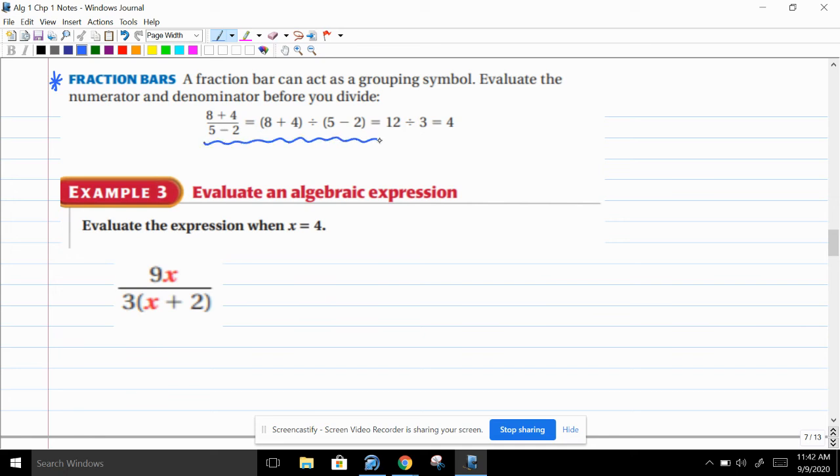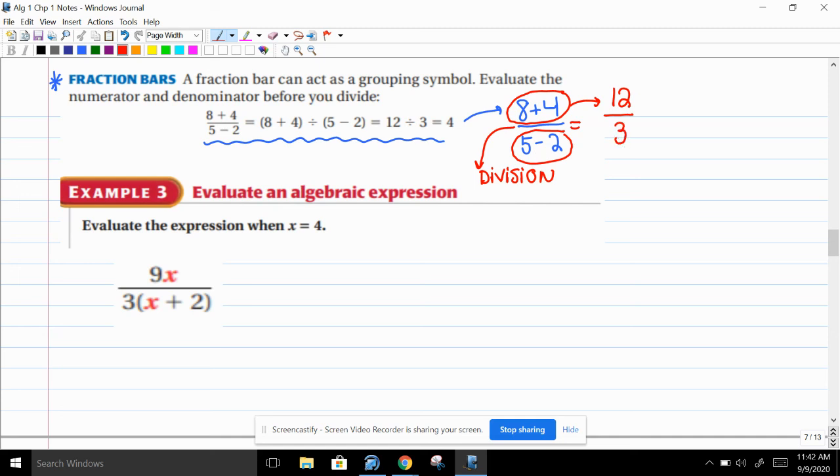So you see kind of how they did this example here. I'll show it a little more off to the side. You got 8 plus 4 on top of 5 minus 2. This fraction bar right here is division, right? We talked about earlier a fraction bar meaning division. You can't divide until the top, the numerator, is simplified, and the bottom, the denominator, is simplified. So 8 plus 4 is going to give me a 12, on top of 5 minus 2, which is going to give me a 3. Now I got a nice, easy division problem to take care of. 12 divided by 3 is going to give me a 4.